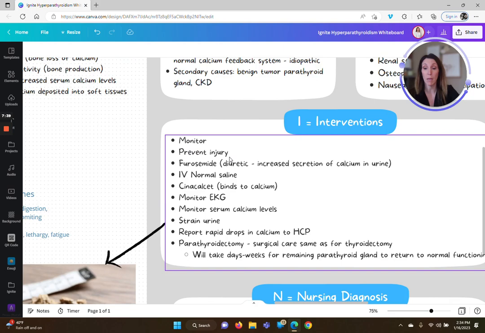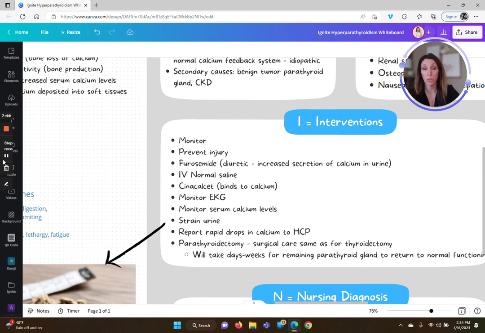All right, interventions. So one of the biggest things we're going to do here is to try to prevent injury, because our patients have really brittle bones, and they may have some minor incident occur that causes a major fracture and ongoing issues for the patient. So that's a big one.